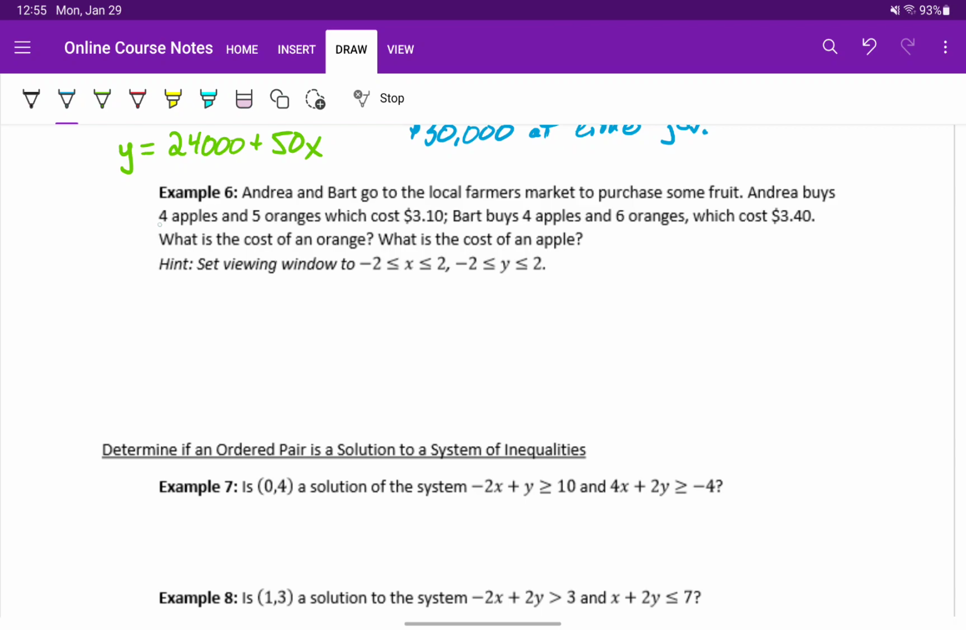We'll look at what each individual person purchased to set up our two equations. In this case, we know that Andrea buys 4 apples. So that's 4 apples times some amount of money per item, x, plus 5 times y, where y is that price per item. And then that total spent is 3.1 or $3.10. We're told that Bart buys 4 apples, so 4 apples at some price x plus 6 oranges at some price y is going to be a total cost of $3.40 or 3.4.